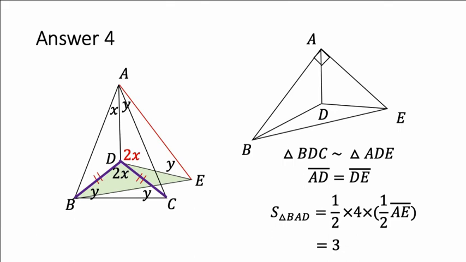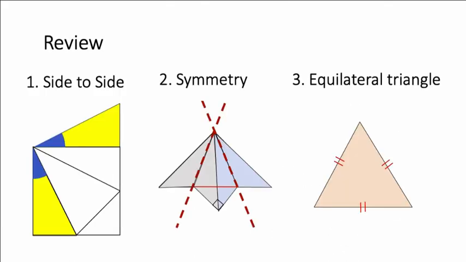So let us go over the intuitions that we have covered throughout these 2 lectures. First, side to side. Second, symmetry. And third, equilateral triangle.